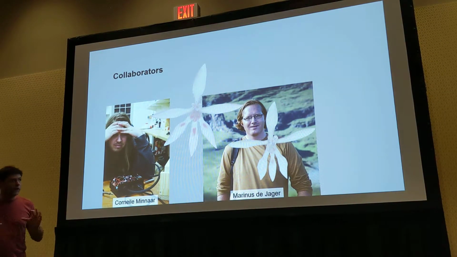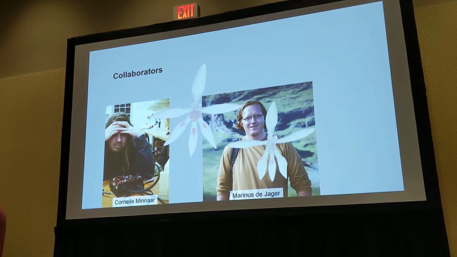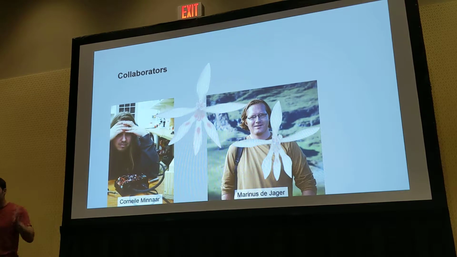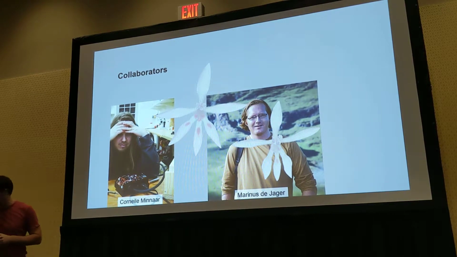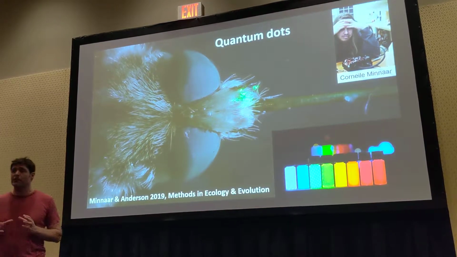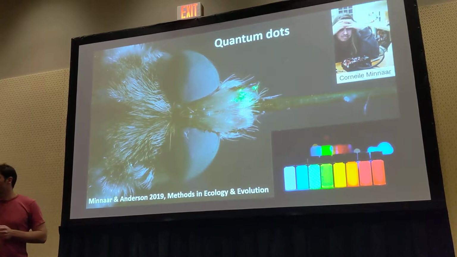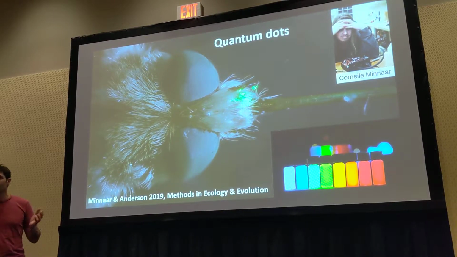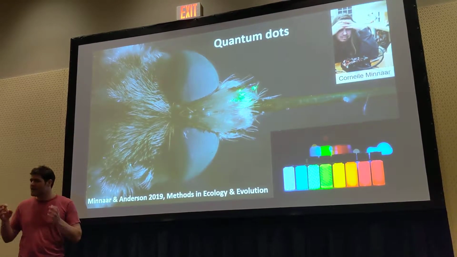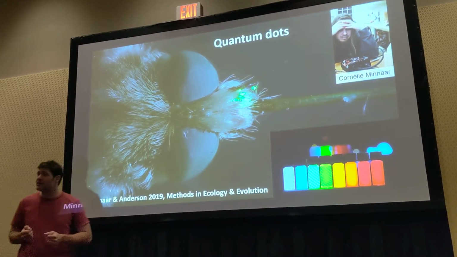So to answer this question, I collaborated with my two postdocs, Cornel Minnar and Marina Stoyaga. Cornel in particular was instrumental in helping to find a way to mark and follow pollen grains. He did this by using quantum dots, which are fluorescent nanocrystals the size of viruses, and they can fluoresce in different colors.